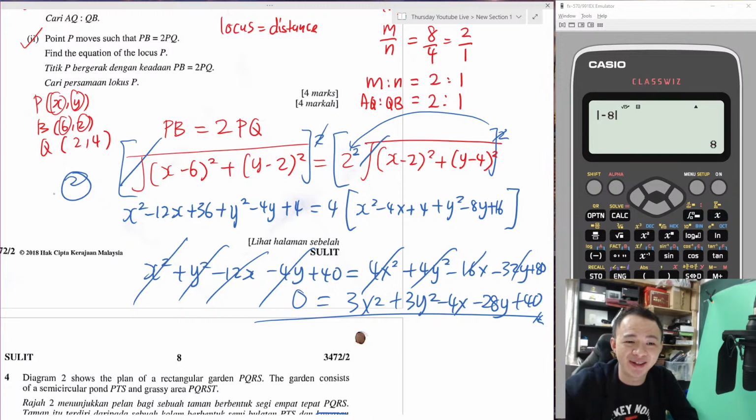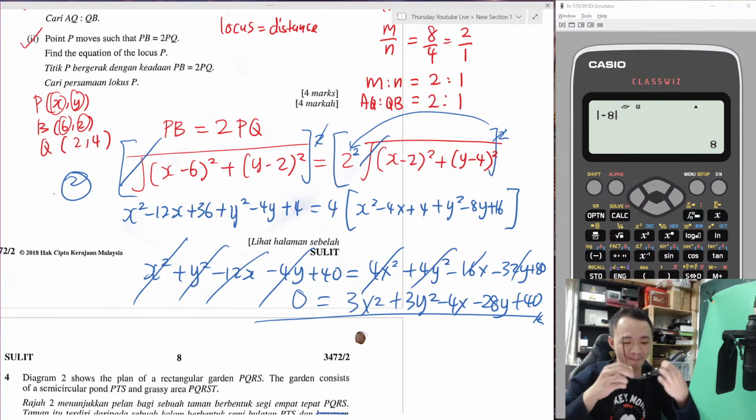I got grade B in this paper. Not bad. At least you still got a B here. But discussing paper 2 is quite tiring. Okay, so if you can understand, let's move on.